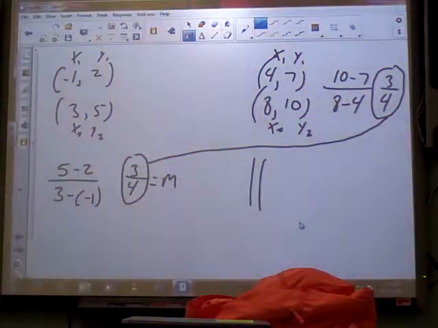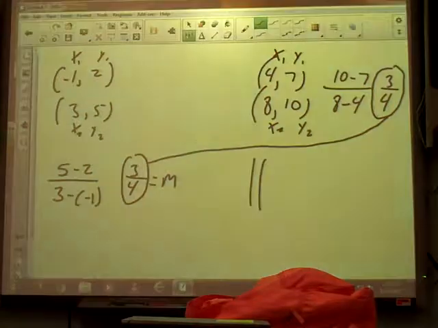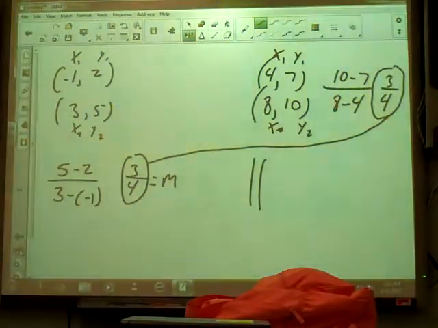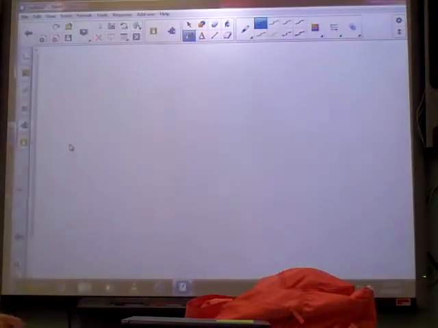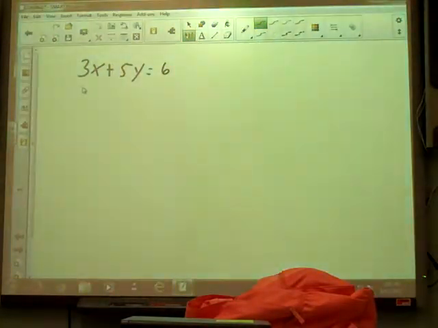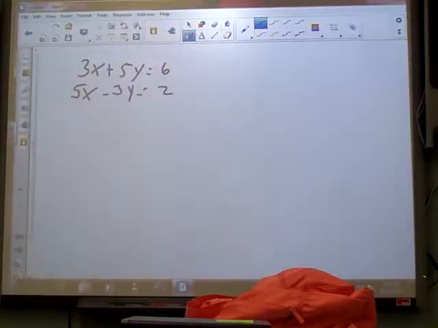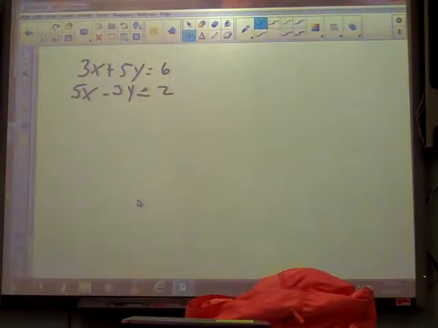All right, want to do one with some equations now? Michael's still writing. No, I'm just doodling. 3x plus 5y is 6. 5x minus 3y is 2. The question's the same. Determine whether those two lines are parallel, perpendicular, or neither.